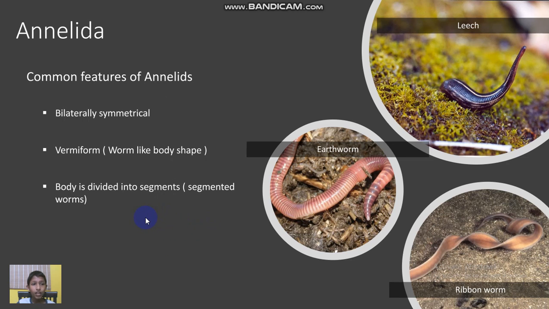Annelida. The common features of annelids. They are bilaterally symmetrical, which means you can only cut them through the center axis in one place, and the other two parts are symmetrical. They are vermiform, which means they have a worm-like body shape. Their body is divided into segments, which means they are segmented worms. As for examples, you can see here there are leeches, earthworms, ribbon worms, and bloodworms.